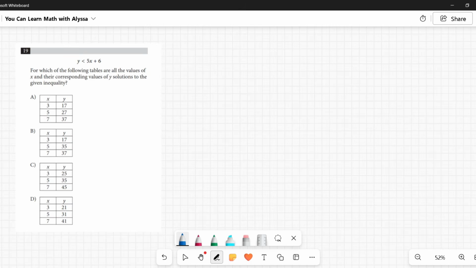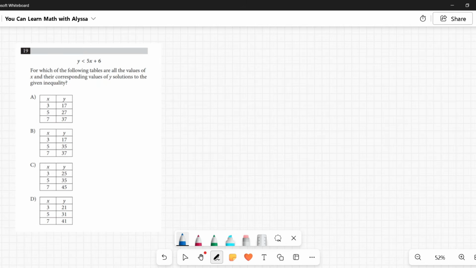Number 19, y is less than 5x plus 6. For which of the following tables are all the values of x and their corresponding values of y solutions to the given inequality? There's two ways you can do this. You can graph it, or you can do the math.